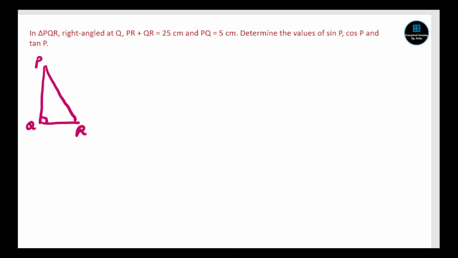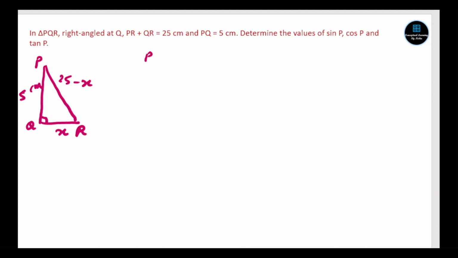Okay. And PR plus QR is given as 25 centimeter. PR plus QR equals 25, and PQ is given as 5 centimeter. So let's say QR is X. So what can I say about this hypotenuse? 25 minus X, correct? Because I have taken QR as X, correct? Alright. Now first of all, we'll find the value of X by using the Pythagoras theorem.